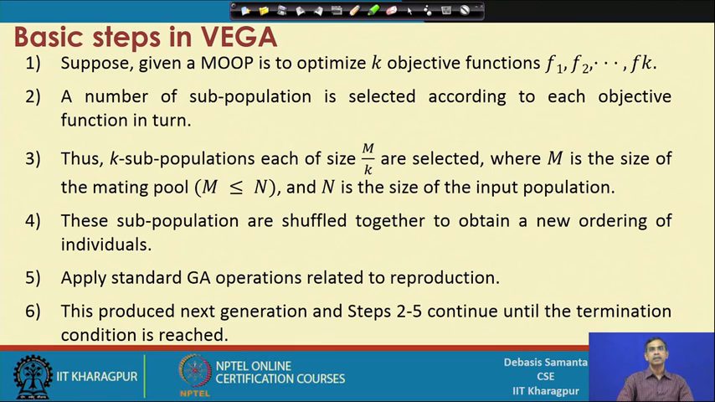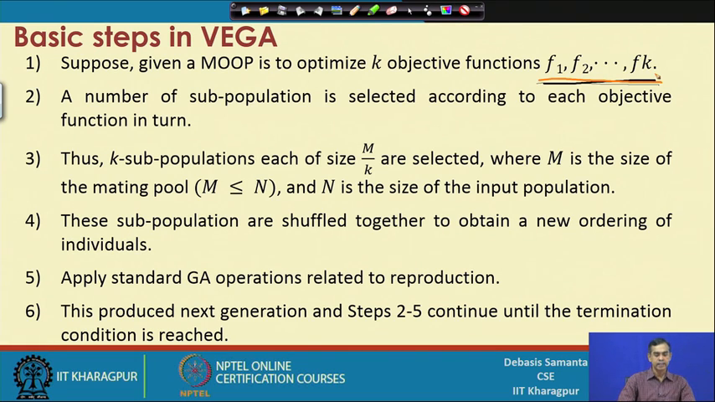Now, let us consider a multi-objective optimization problem with k objective functions. We denote them as f1, f2, up to fk. So, these are the objective functions that we will consider here, k number of objectives.